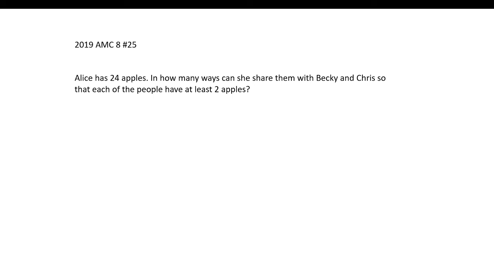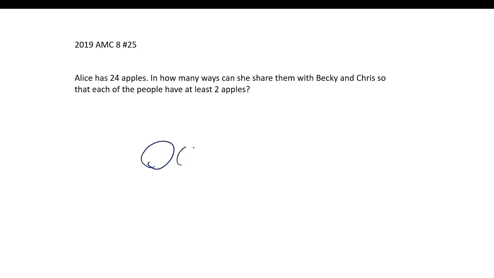2019 AMC 8 number 25 turned out to be a little bit easier than expected. Alice has 24 apples. In how many ways can she share them with Becky and Chris so that each of the people has at least 2 apples? A fairly easy problem for the last problem on the AMC 8 2019. But let's just take a look at this.